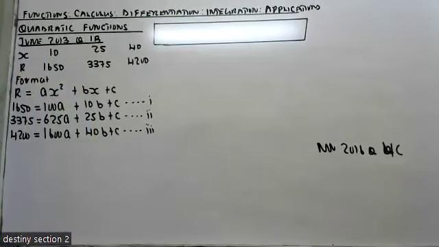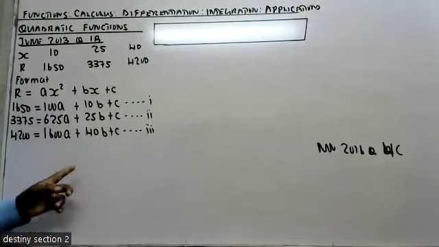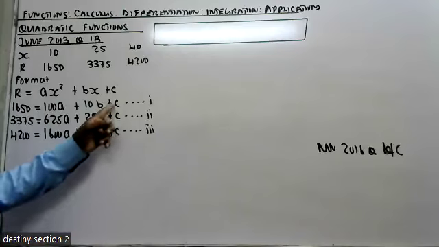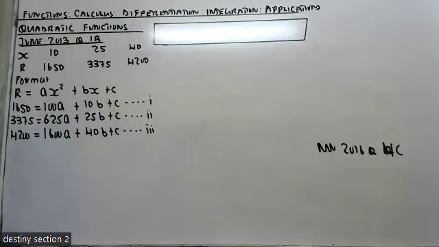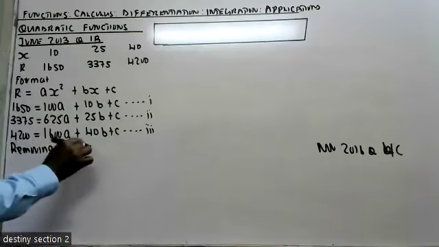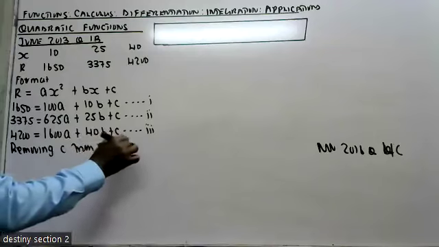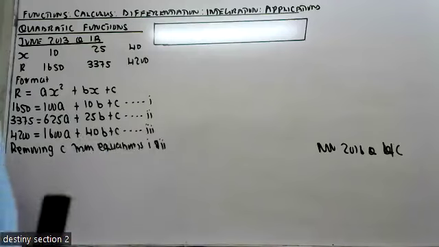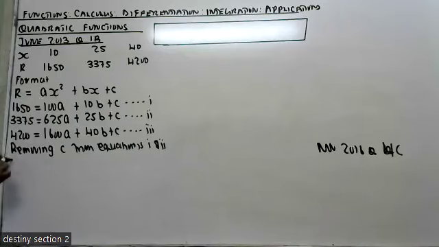So what we do, we are going to use the elimination method, and we are going to eliminate these values. We start with the value that is easier to eliminate. The value that is easier to eliminate is the one whose coefficients are already similar. You see this one has 1, 1. So C is the easiest. So we will say removing C from equations 1 and 2.